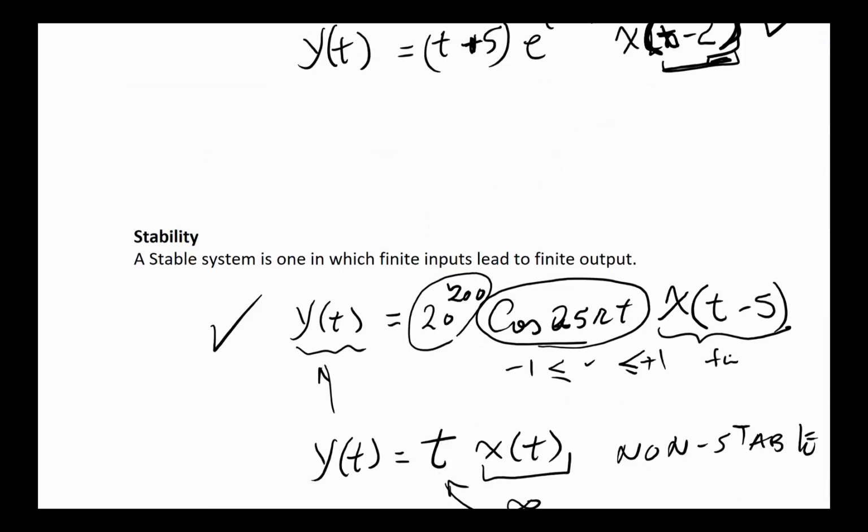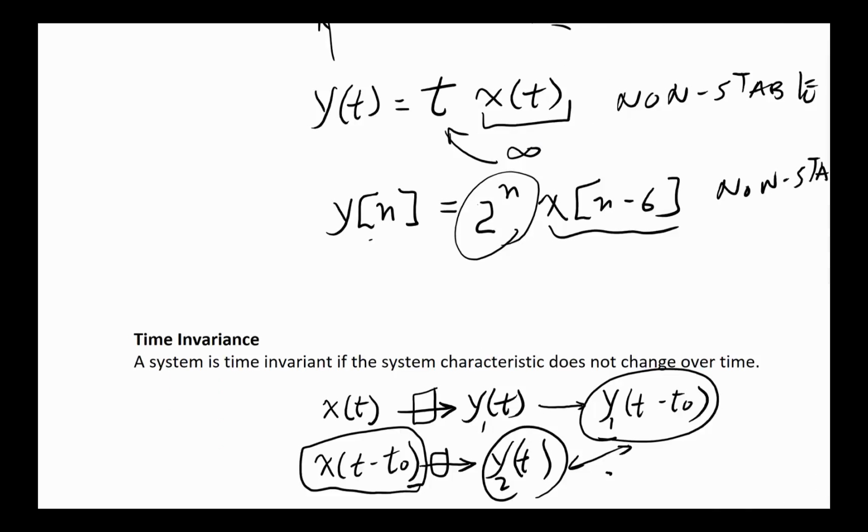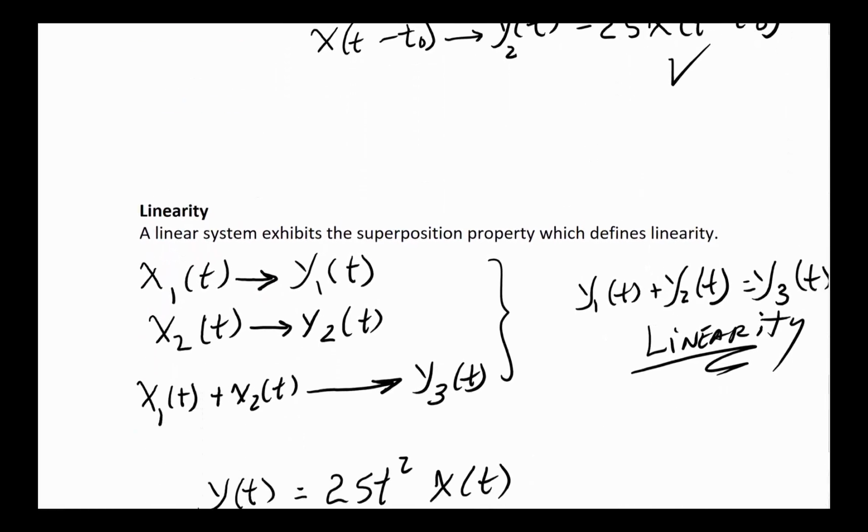Then we had stability. Finite input causes finite output. We had time invariance. It doesn't matter whether I put something in today or put something in the next day, I get the same output. The system behavior doesn't change. And finally, linearity exhibits superposition properties. That brings us to the end of these 6 system properties.